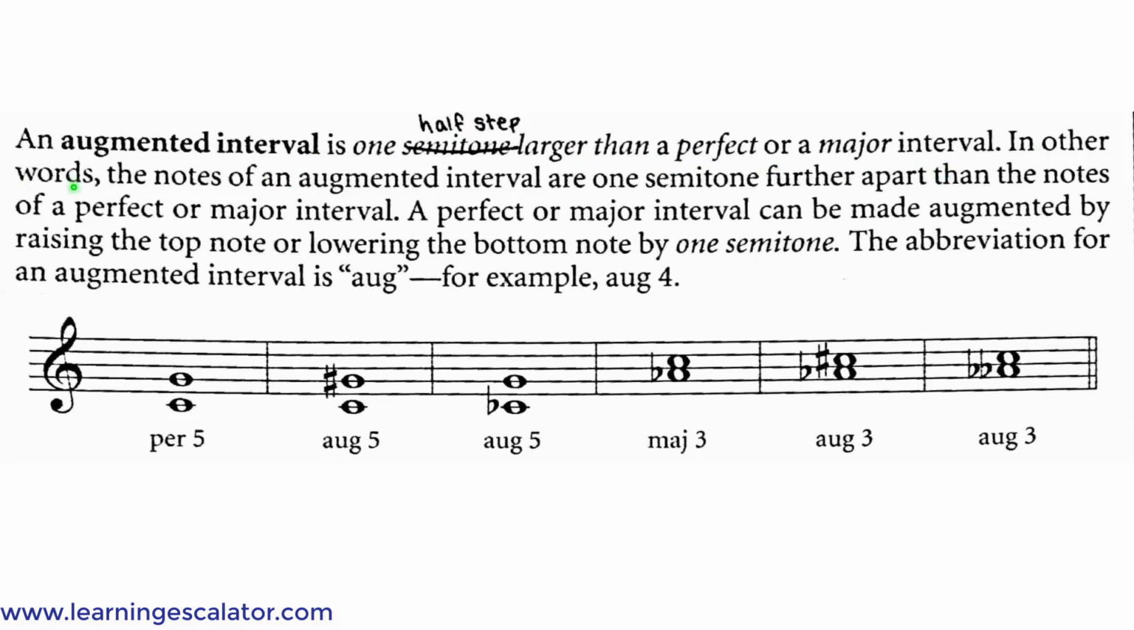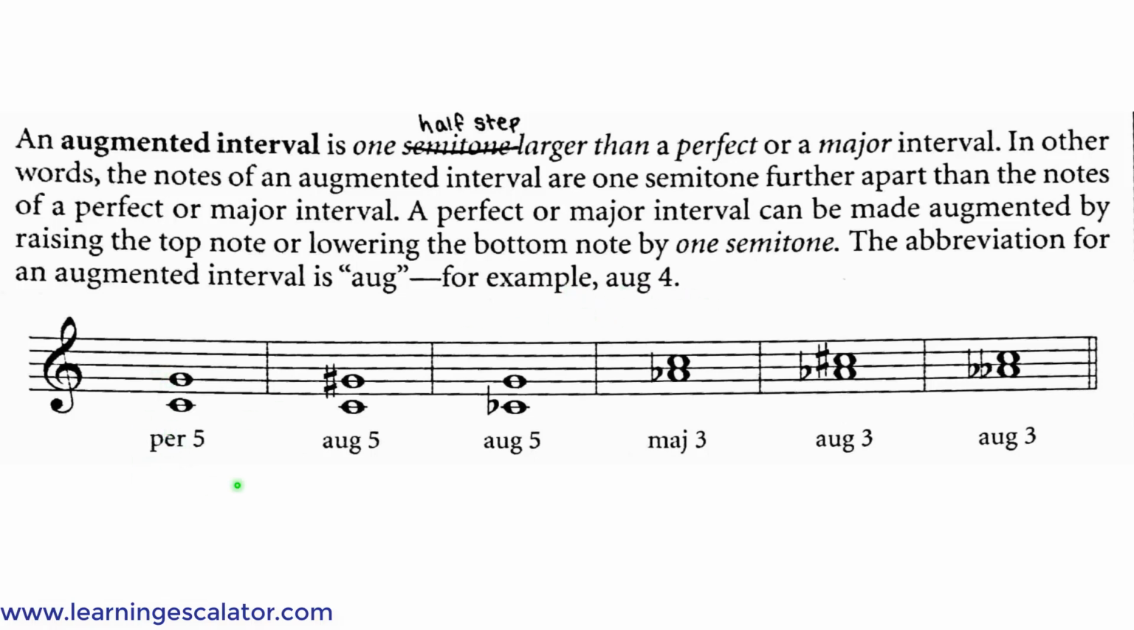In other words, the notes of an augmented interval are 1/2 step further apart than the notes of a perfect or major interval. A perfect or major interval can be made augmented by raising the top note or lowering the bottom note by 1/2 step. The abbreviation for an augmented interval is aug, for example, aug fourth.